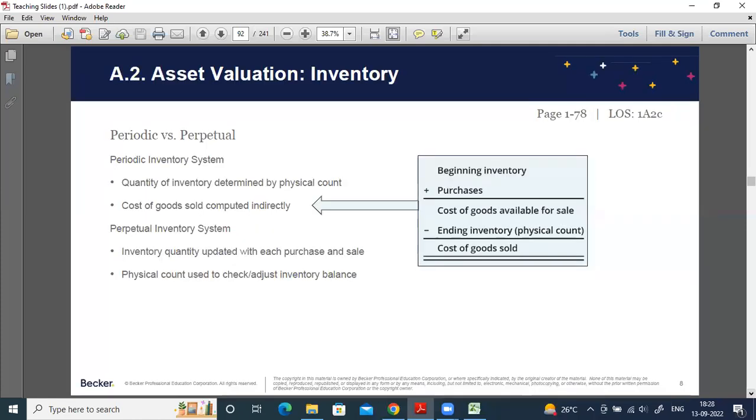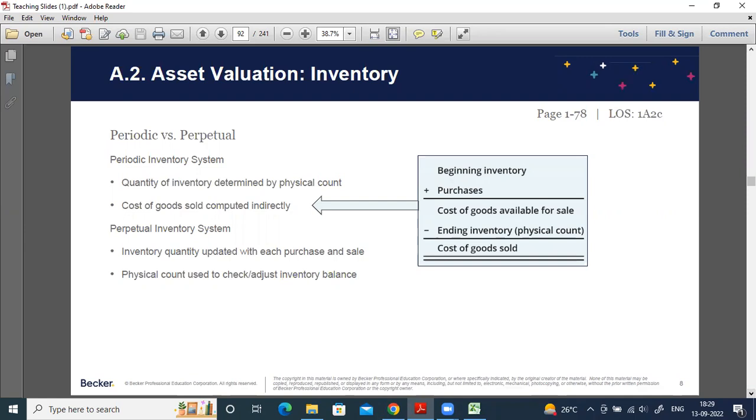Next. Now the inventory system. In the inventory system, we generally have two types. One is periodical and the second one is perpetual inventory system. We'll be having two inventory systems, periodical versus perpetual.